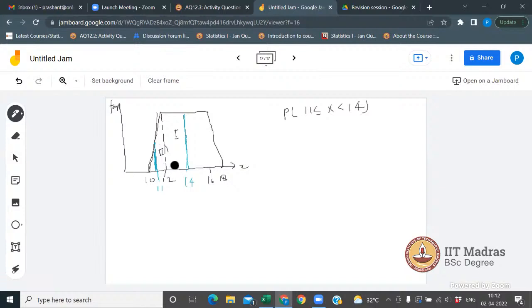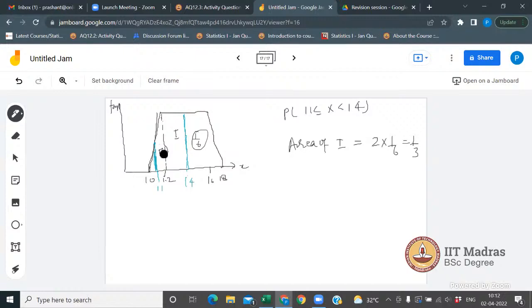Correct. Okay. And for the first region, how can I calculate the area? It will be a rectangle. We can take 2 into 1 by 6. Area of first region is 2 into 1 by 6, that is 1 by 3. Why 2? Because this is the breadth and the length, the height, is 1 by 6. Okay. And you have to find the area of the second region.